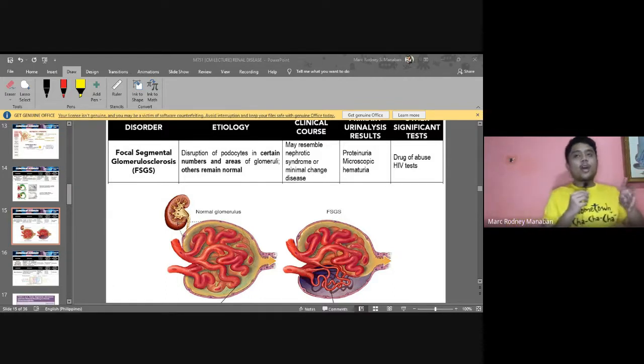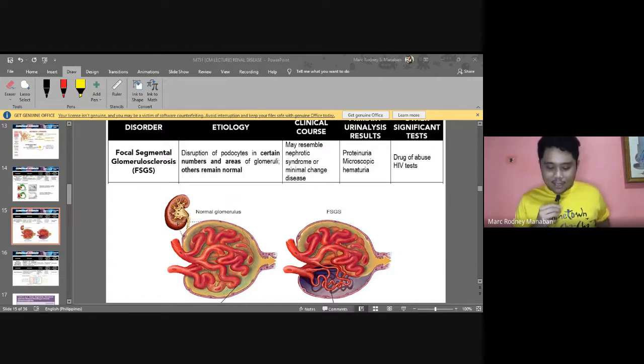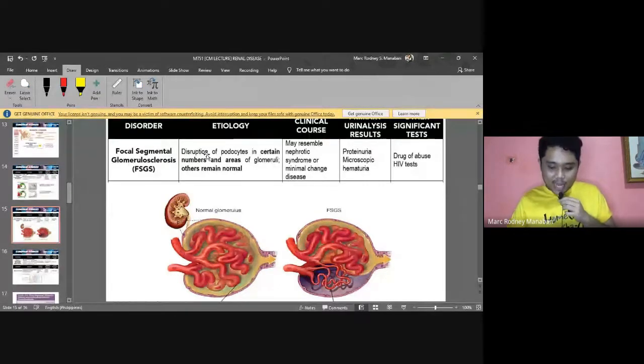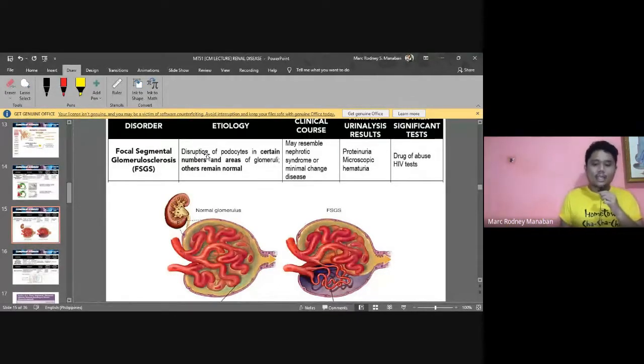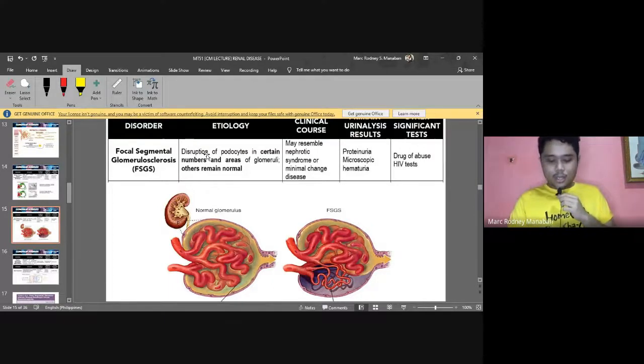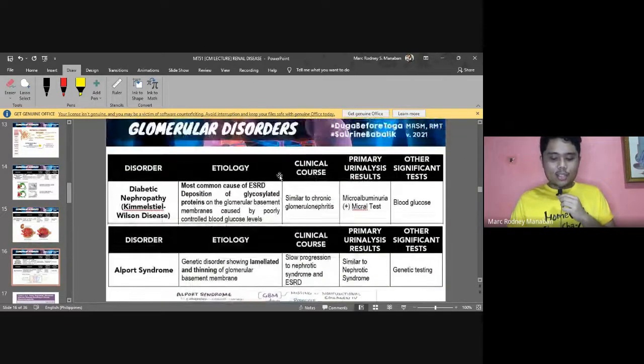So these are possible sequelae from usage of drugs of abuse such as heroin and analgesics, and even AIDS. But generally the cause of the disease is still unknown. That's for your focal segmental glomerulosclerosis. But again, the point is, it can progress to nephrotic syndrome.